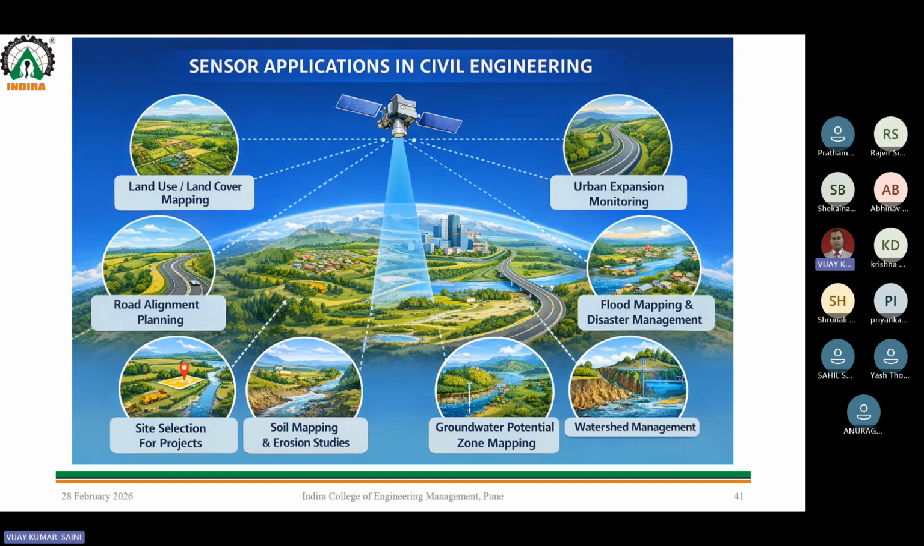Next is your watershed management. Next is flood mapping and disaster management. Last but not the least is urban expansion monitoring, that is, whether things are going in a good manner or not, else there will be haphazard urbanization with no clear-cut guidelines. So while making urban development or DPR plans, these things are quite important for making them work in an efficient and productive manner.